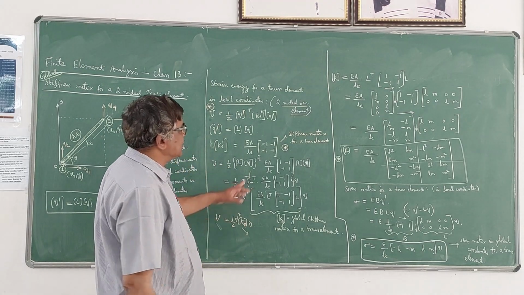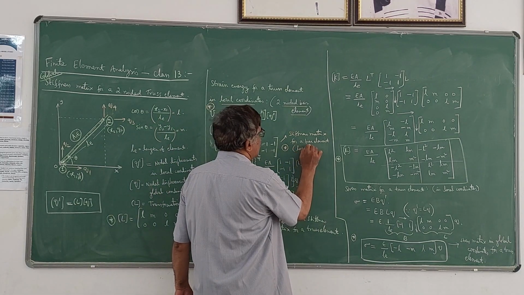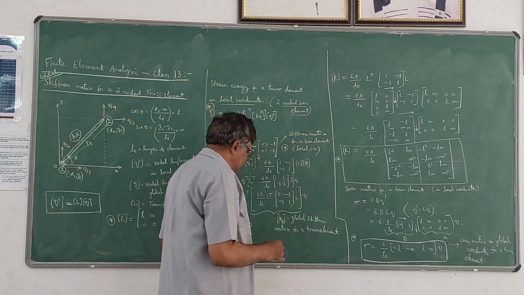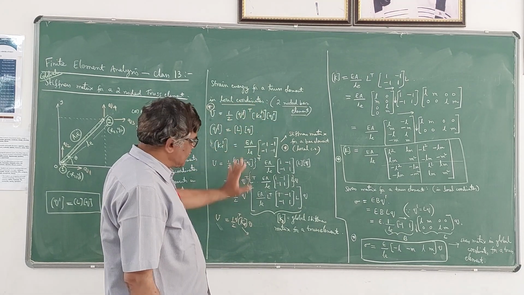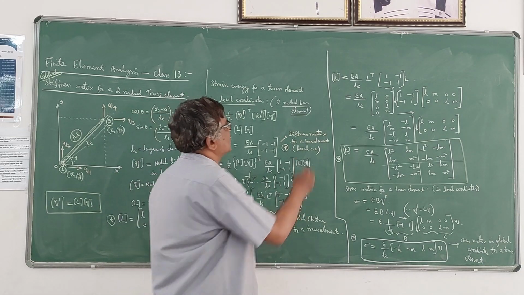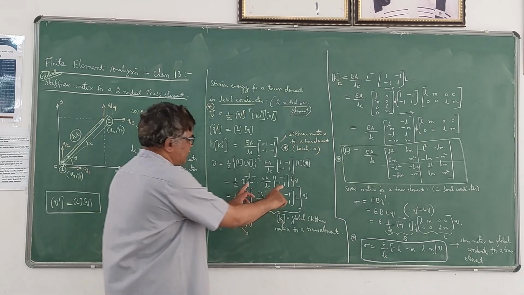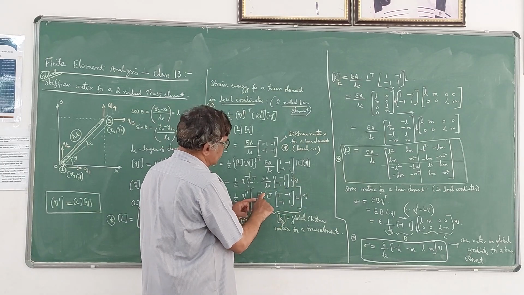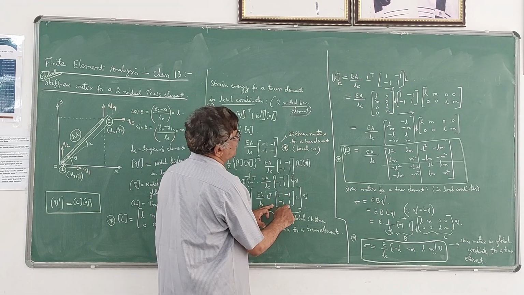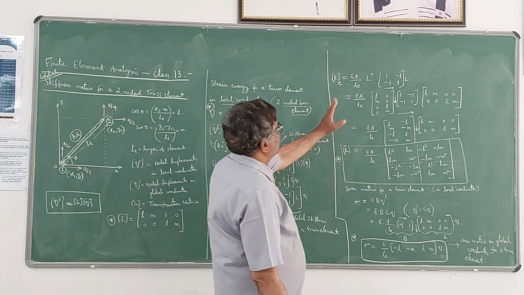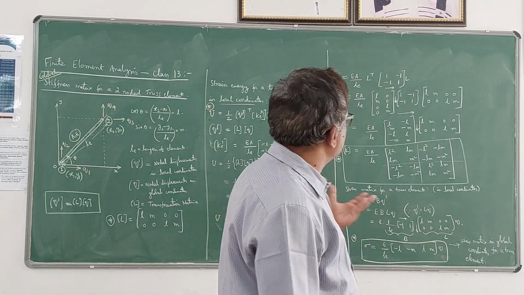So, KE dash is the stiffness matrix for a truss element in the local coordinate system, whereas KE is the stiffness matrix of the same truss element but with respect to global coordinates. So, that KE we have to find out now. KE is nothing but EA by LE into L transpose into [1 -1; -1 1] into L. Now, if you substitute and simplify this, you are going to get the global stiffness matrix.